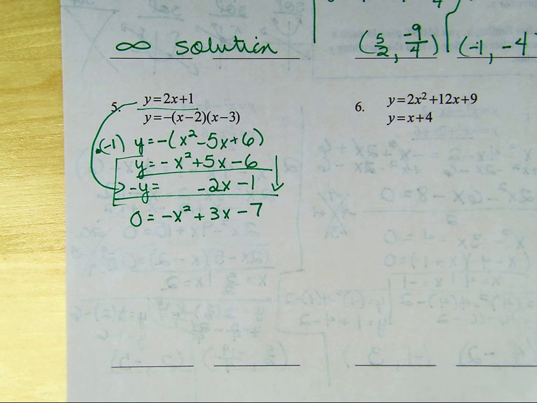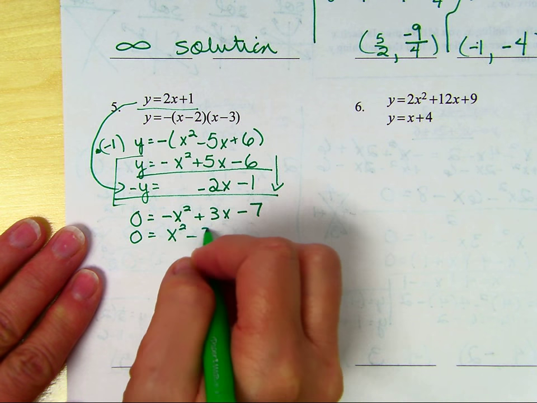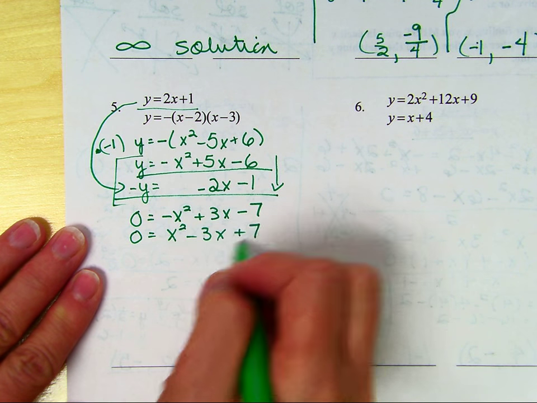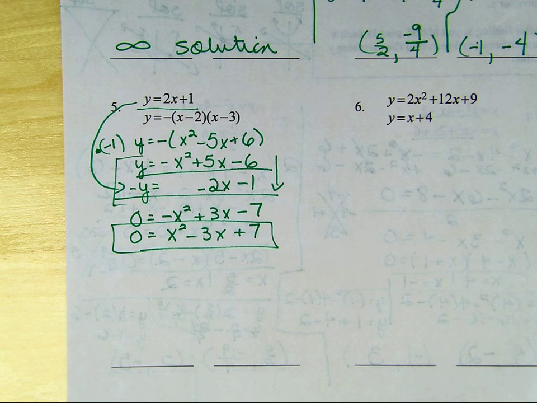I do not like a negative a value. So I'm going to just multiply all the way through by a negative 1. Still have a 0 equals x squared minus 3x plus 7. All right, factor. Factors of 7 that add to negative 3. Is it going to happen? No. So I give up.